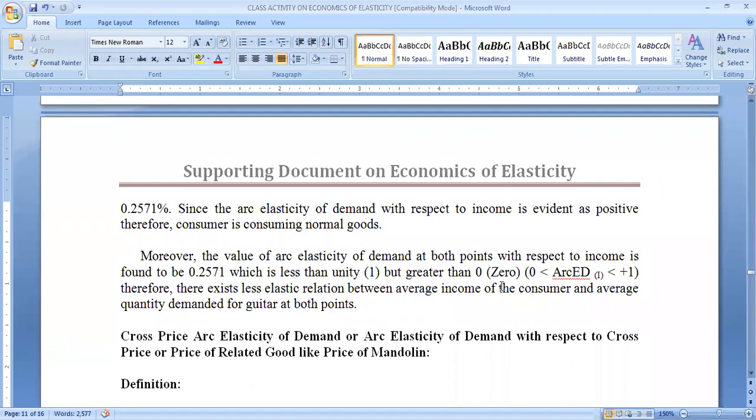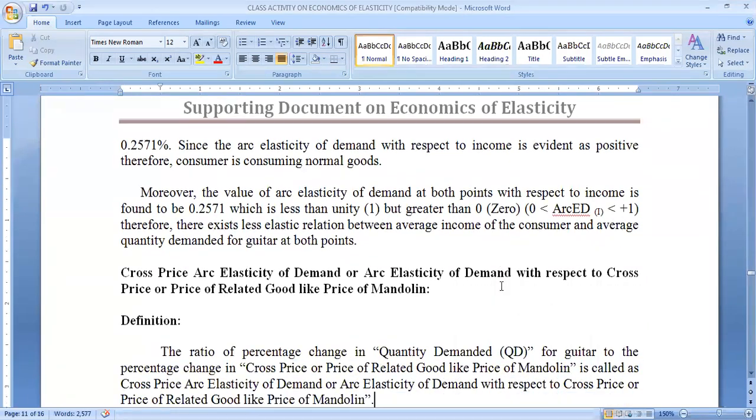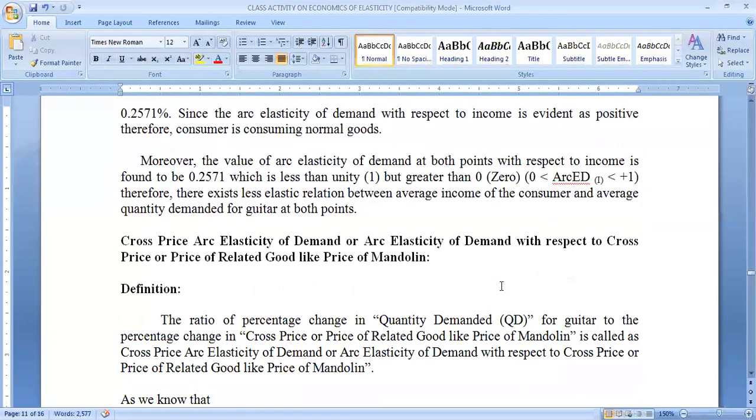Up till here we have answered question number 7. Now let's move towards question number 8, which is about finding elasticity of demand with respect to cross price, or with respect to price of a related good, or with respect to price of an alternate product.